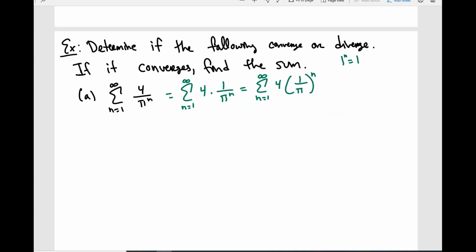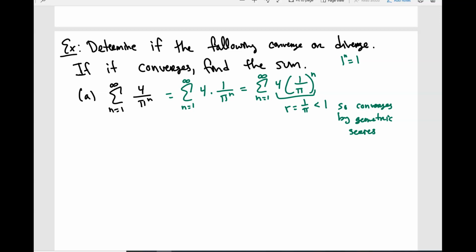Okay, so now you see that this is actually a geometric sequence. Well, this part is a geometric sequence, but the whole thing is a series. Okay, r in this case is going to be equal to 1 over pi, which is actually a number that is less than 1. So we know that this is going to converge. So it converges by geometric series.